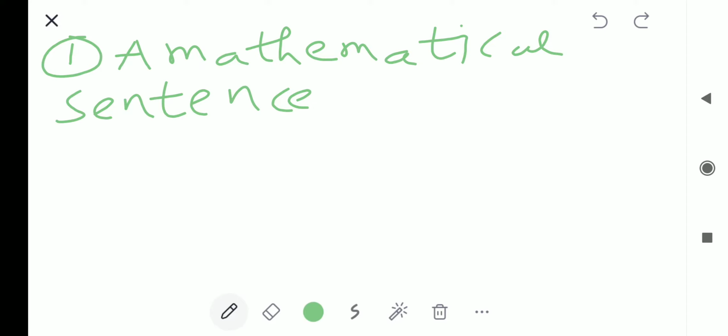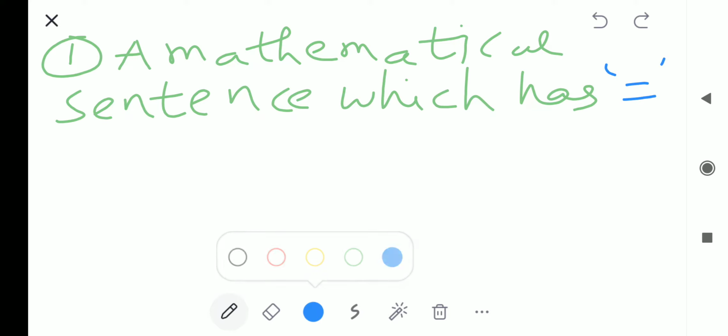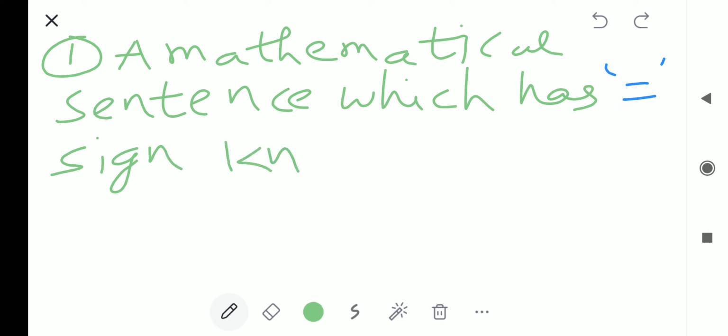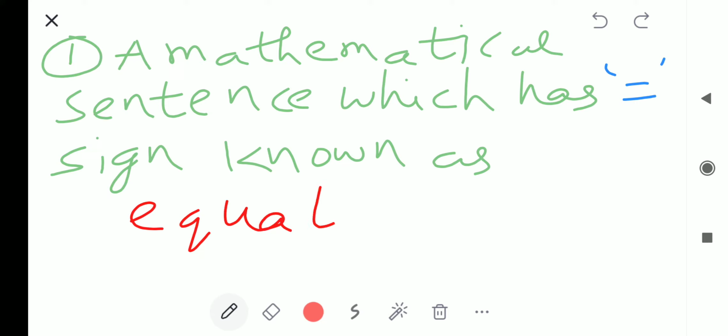Children, today I would like to discuss a brief introduction to the topic of linear equations. A mathematical sentence which has an equal to sign is known as an equation. This is the definition of equation, children.